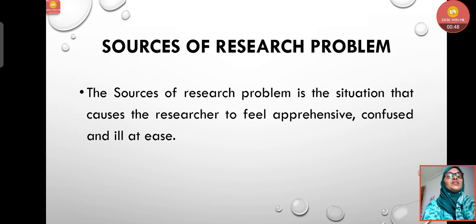Now what are the sources of research problem? Let's understand here. The sources of research problem is the situation that causes the researcher to feel apprehensive, confused and ill at ease. For example, in teacher education, teacher trainees are there. If the transformation period is critical for them, any teacher educator has some confusions related to student teachers. So at that point in time, what happens? Some questions, thoughts, ideas will arise related to the student teachers. So that researcher or educator who wants to solve that challenge or situation takes up the problem which is confusing, ill at ease. So the sources will start like that.